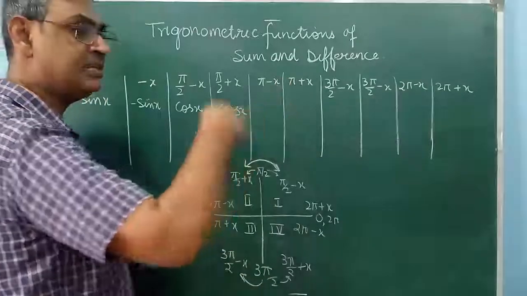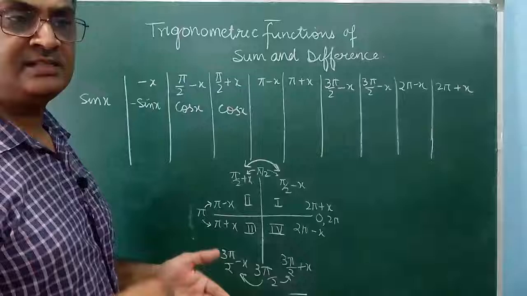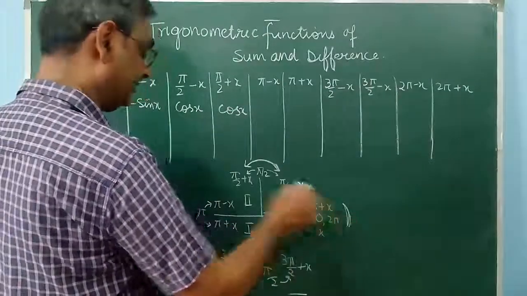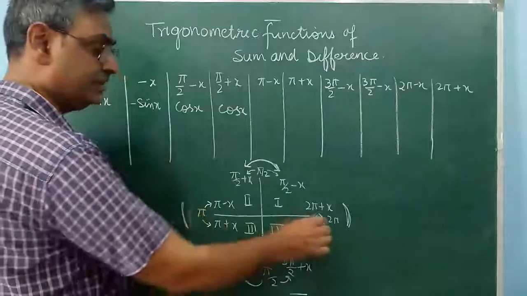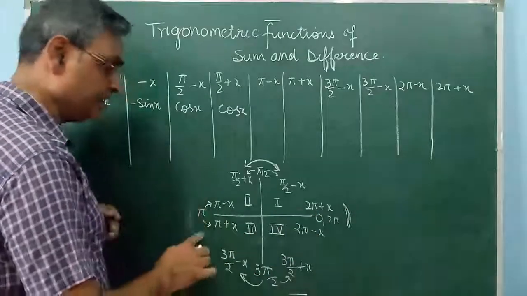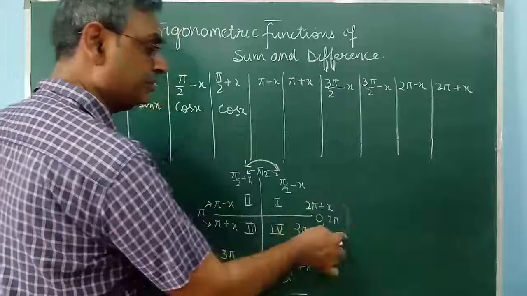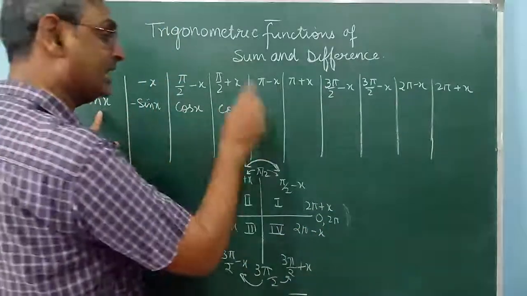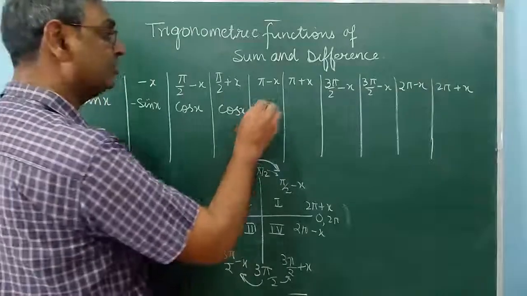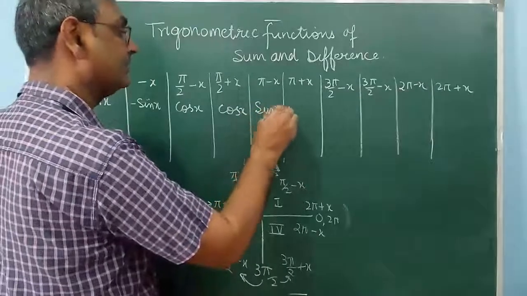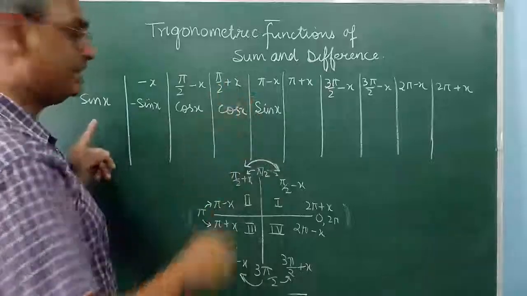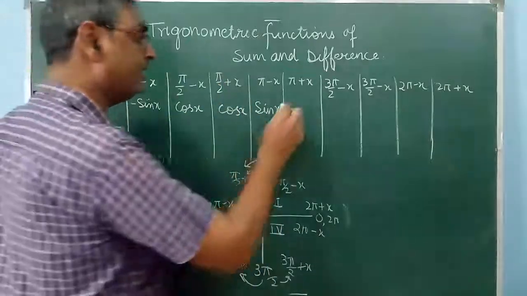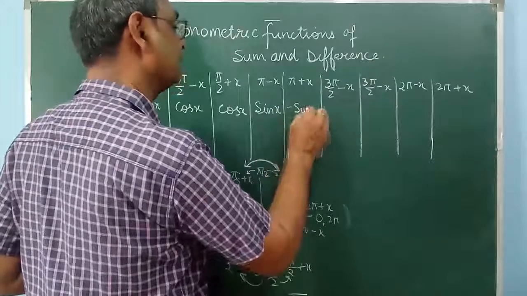Here pi minus x, pi plus x, 2 pi minus x, 2 pi plus x. In these, when it is crossing over from here to here, there is no change in the trigonometric function. Sine will remain sine, but this is the second quadrant, so here we will write sine x. Sine pi minus x is sine x. Sine pi plus x will be in the third quadrant, so it will be minus sine x.